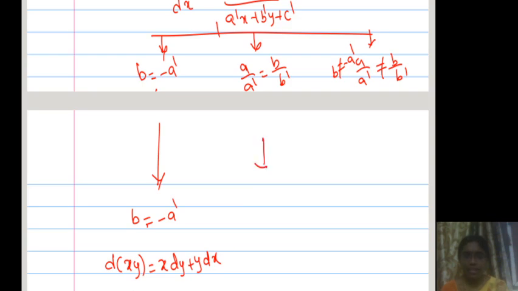But in the second case, if b is not equal to minus a dash, then I am checking whether the ratio is the same or not.